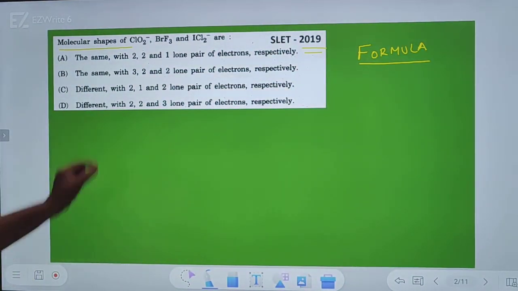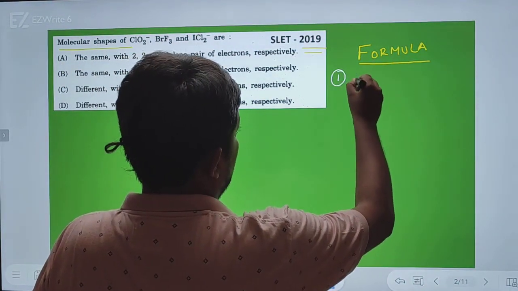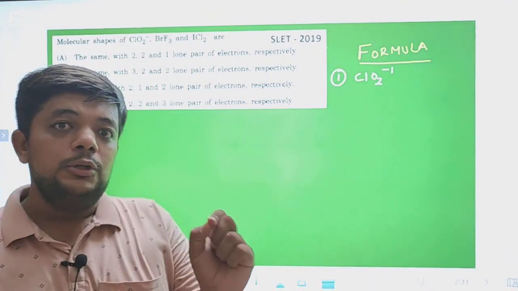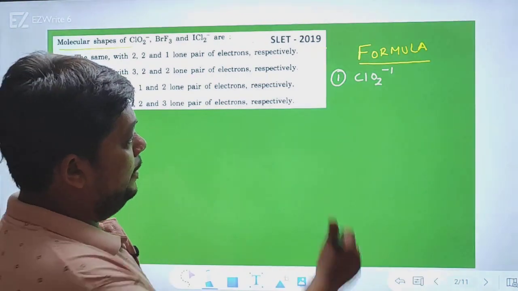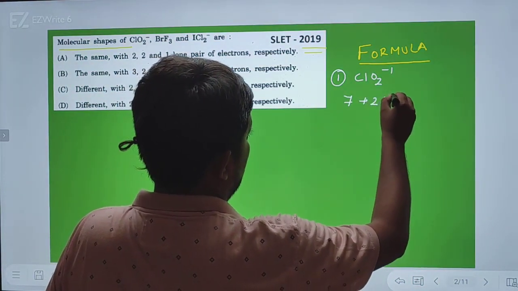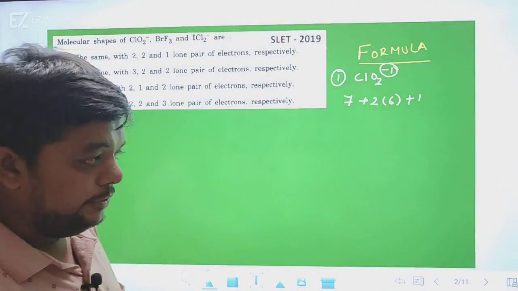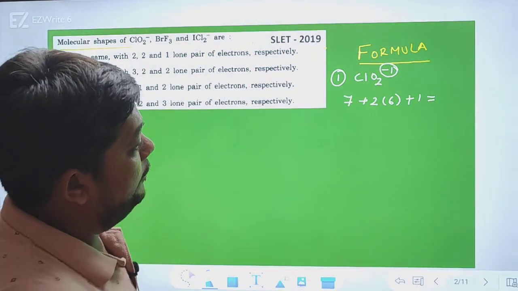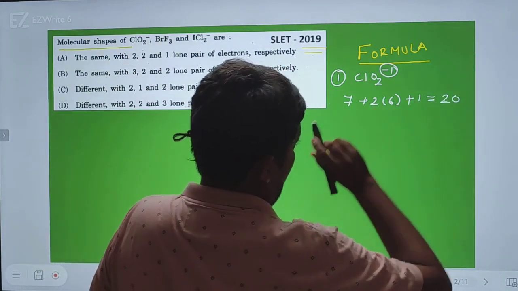Let us take the first molecule, ClO2 minus, into consideration. First, make a total of all the valence electrons present in each atom. Chlorine, a halogen, has 7 electrons, the 2 oxygens have 6 each, and there is 1 electron in excess because of the negative charge. If we sum this up, 7, 6 to 12 that is 19, and 1, we end up with 20.